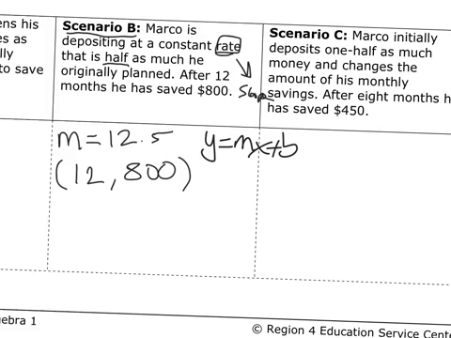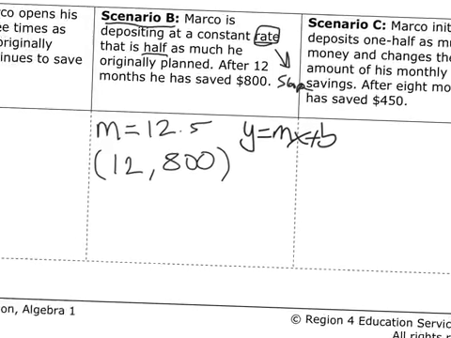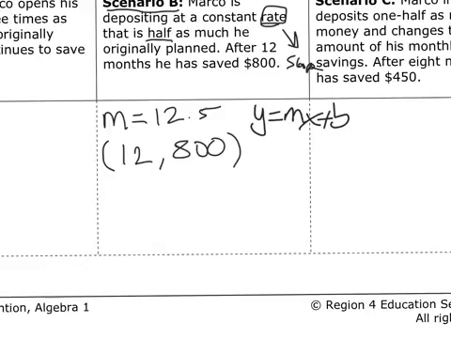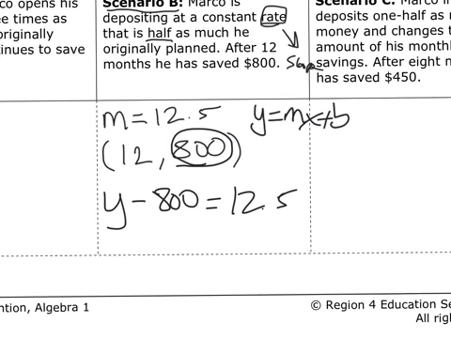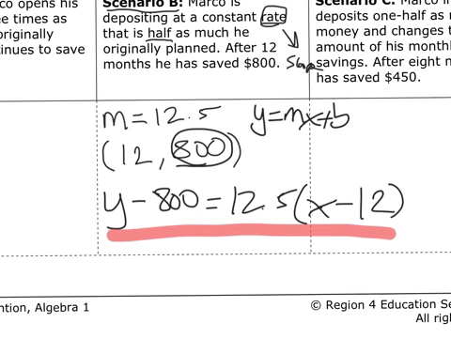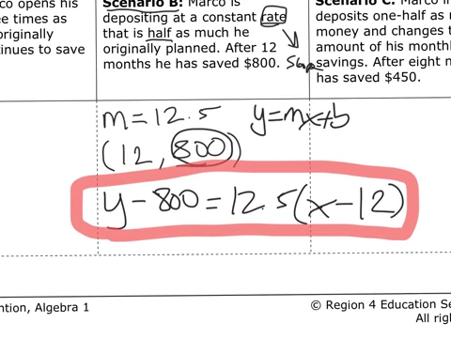Okay. So for this, we're going to use the point slope formula, which is y minus my y value equals m times x minus my x value. And that, ladies and gentlemen, is the answer for scenario B.